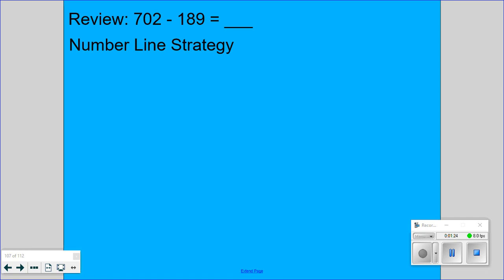Someone read that equation to me in English. Huxley, read that equation to me in English. 702, yep. Beautiful. 702, take away 189 is the same value as a spot saver. We learned another way to say this. What's the other way to say that equation?